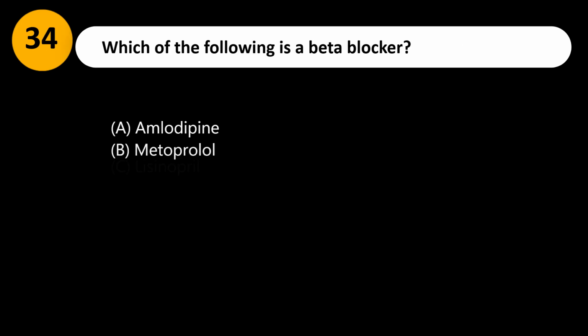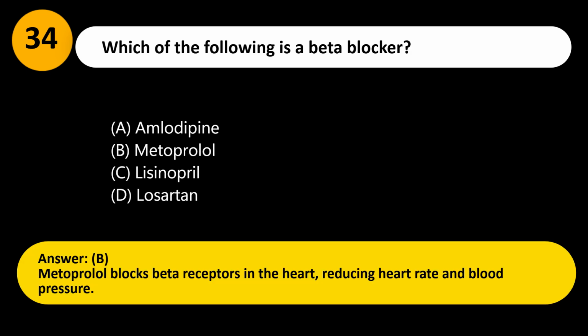Which of the following is a beta blocker? A. Amlodipine. B. Metoprolol. C. Lisinopril. D. Losartan. Answer, B. Metoprolol blocks beta receptors in the heart, reducing heart rate and blood pressure.